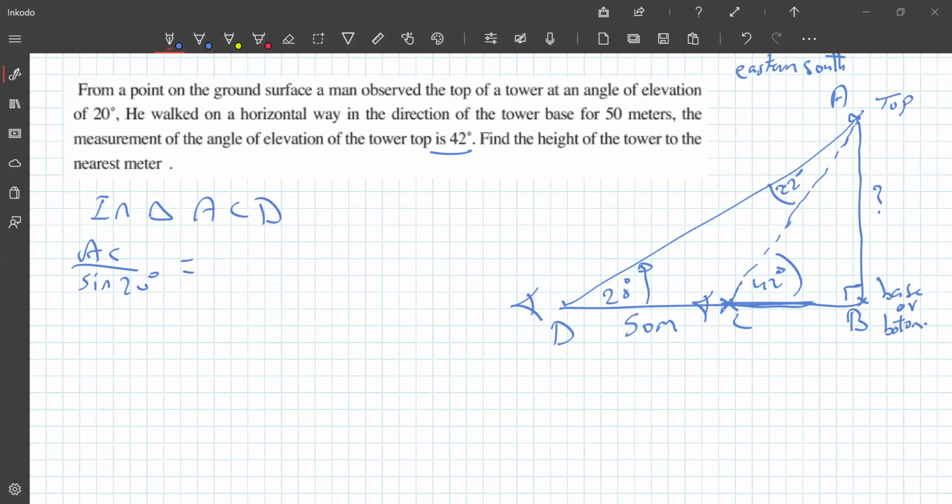And the known side length is DC, over the sine of the opposite angle, which is 22 degrees. DC is known, 50 meters. So AC equals 50 times sine 20 over sine 22 degrees.